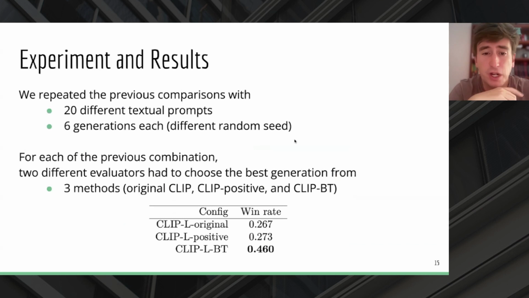The previous thing can be quite subjective, so we replicated the comparisons with more different prompts and a lot of random seeds. Well, 6 random seeds. These generations were evaluated by 2 different evaluators. From these 3 methods, they have to choose the best one. It confirms that if we adapt with preference data, and in this case the preference data is towards high quality images, the images are preferred most of the time, because the win rate is the highest of the 3 variants.